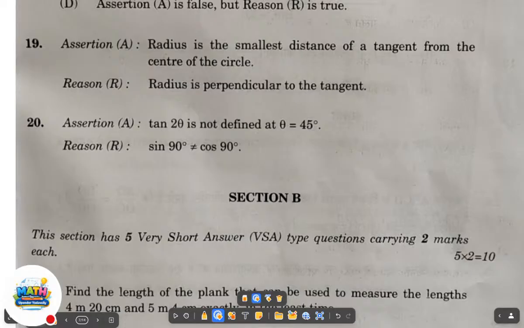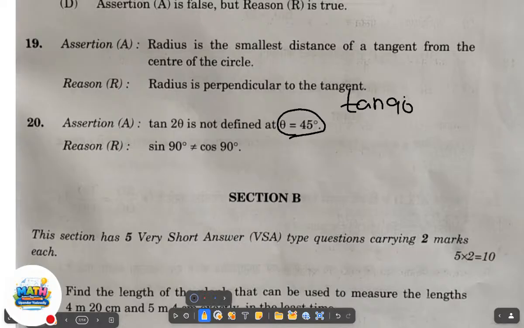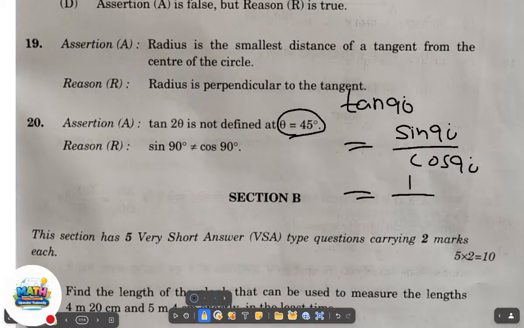Now, tan 2 theta is not defined at theta equal to 45 degrees. Let's check. Tan theta is 45, so tan 2 theta means tan 2 into 45, which is tan 90. Tan 90 can be written as sin 90 by cos 90. Sin 90 is 1, cos 90 is 0. So 1 by 0 is undefined. That is why tan 2 theta is not defined. So this assertion is true.